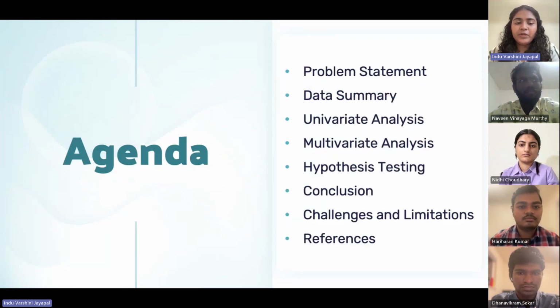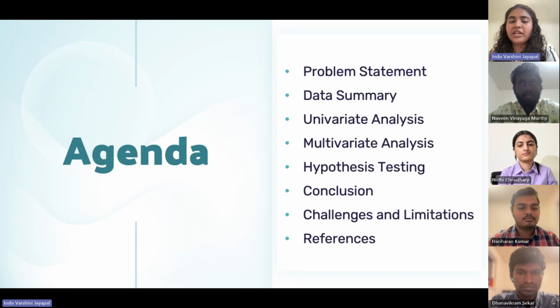Let's look at the agenda for the presentation. First, we look at the problem we are trying to solve and the data we use for that. Then we move forward to univariate analysis, which will be presented by Naveen, followed by Dhanavikram, who will walk us through some of the insights from our multivariate analysis. Lastly, we'll have Nidhi and Hariharan presenting us the hypothesis testing and what conclusions we have from that. We'll also look at some of the challenges we had during our analysis.